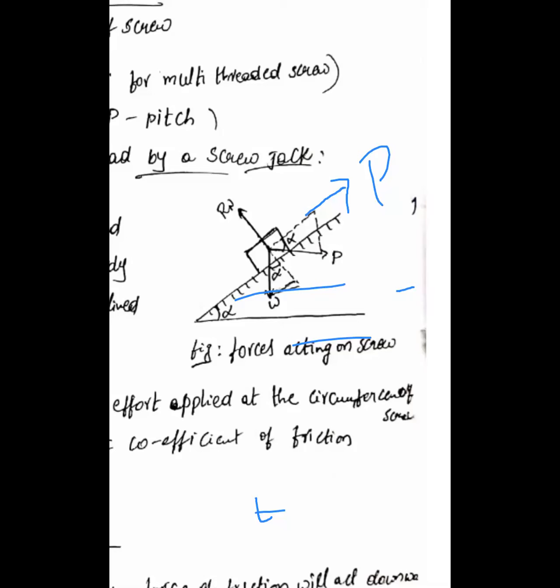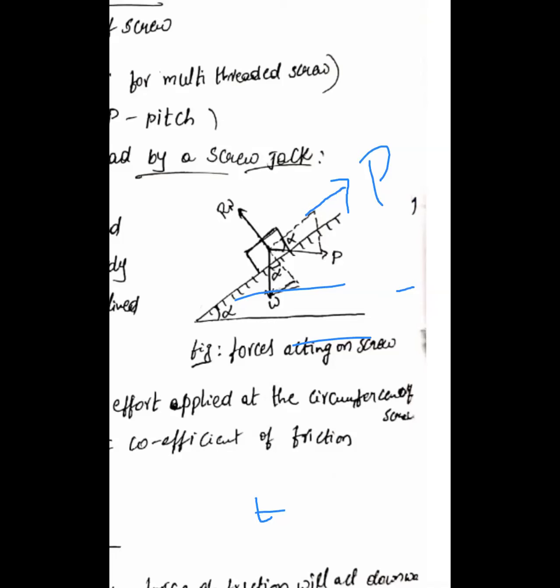And now, here is the screw. The screw threads in our screw jack have some inclination, and that's why they may be considered as an inclined plane. The body is placed on an inclined plane, so a force is required. That force P is considered here. The inclination is taken as alpha.